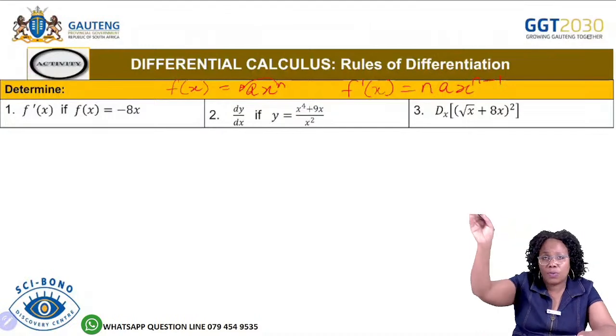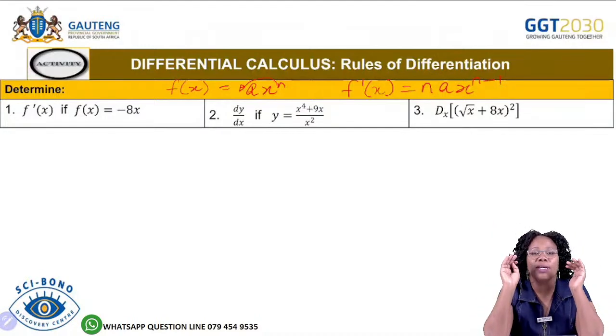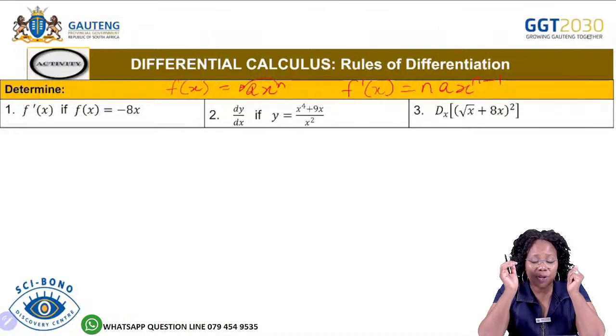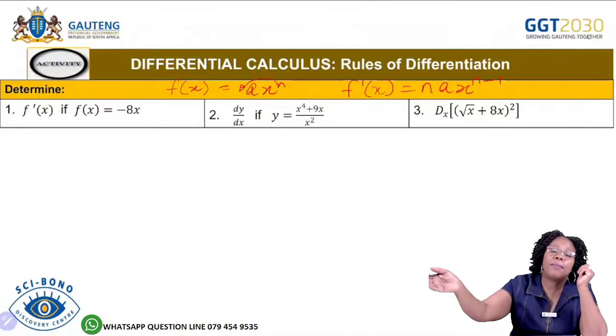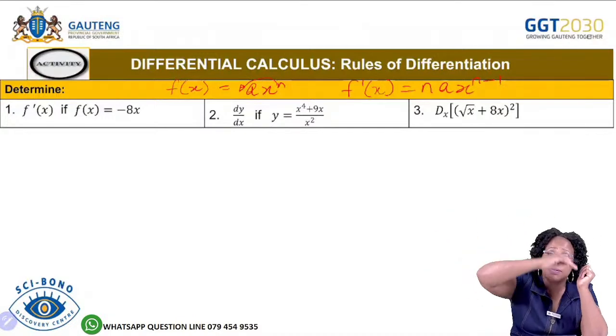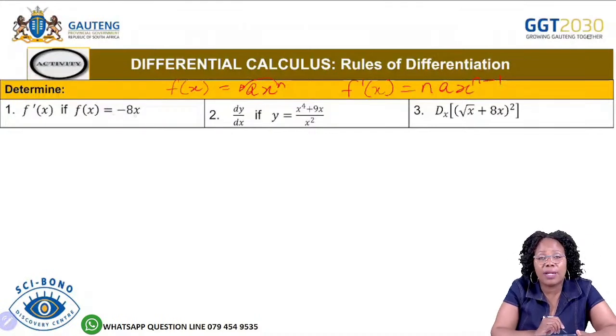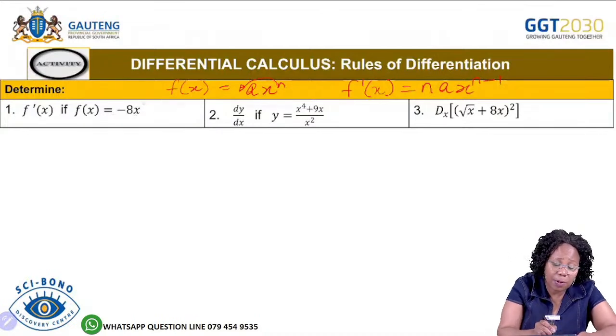Multiply and subtract 1. Do not mix with integration. Remember, integration is plus 1. Differential calculus is multiply and subtract from the exponent. Please, grade 12, do not mix them up. And then now let's look at the first one. Determine, number 1, f derivative of x if f at x is equal to minus 8x. Do you still remember your rules? If this is to the power 1, that means your answer will just be your coefficient there, which is minus 8. Done.